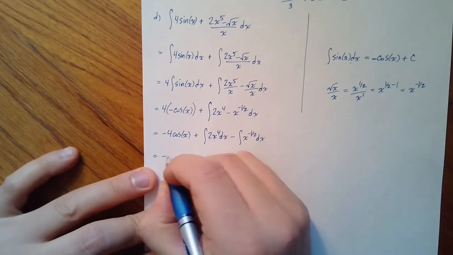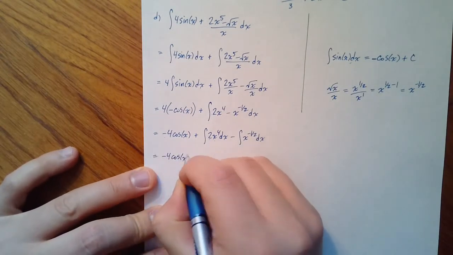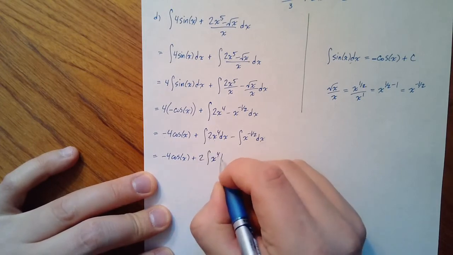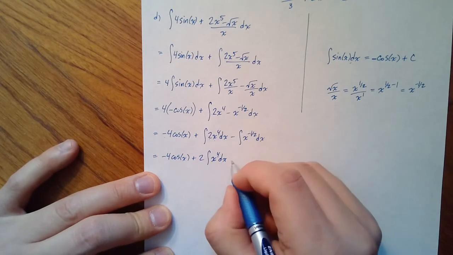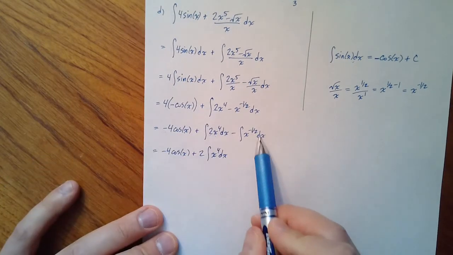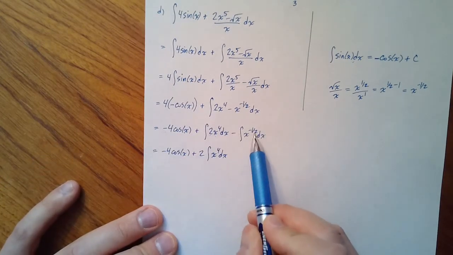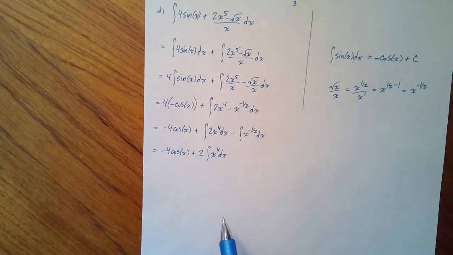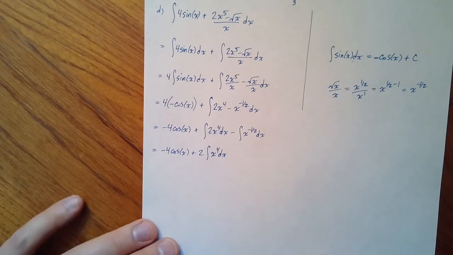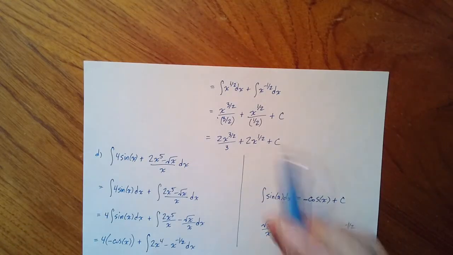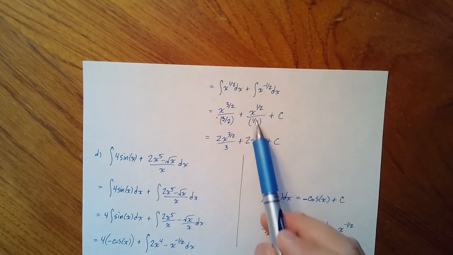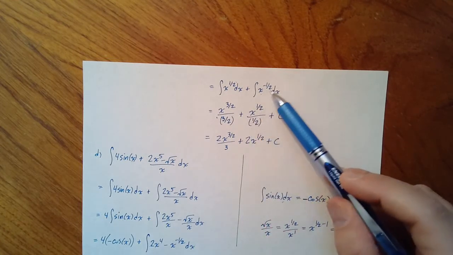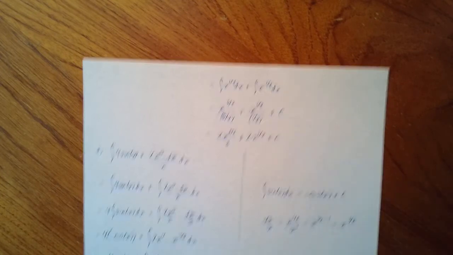So I get negative 4 cosine of x plus 2 times the antiderivative of x to the 4 with respect to x, and this one, we're actually ready to evaluate because this is just a power function, x to the minus 1/2. This is one we already worked out on the previous one, right? Actually, we have it still on this page. We had the antiderivative of x to the negative 1/2, and using the power rule, we got x to the 1/2 divided by 1/2, because negative 1/2 plus 1 is 1/2. So we're going to do the same thing here.